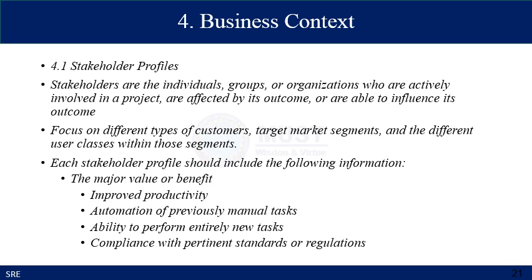So the business context is the concluding section of your vision and scope document. And in the first subsection, it specifies the stakeholder profiles. Stakeholders are the main actors or persons who are responsible for the development and the use of the product. Stakeholders are the groups or organizations who are actively involved in a project, who are most affected by its outcome, or who are able to influence its outcome.